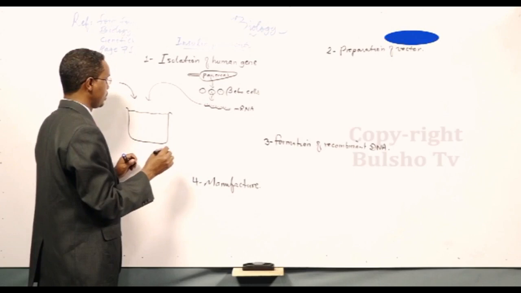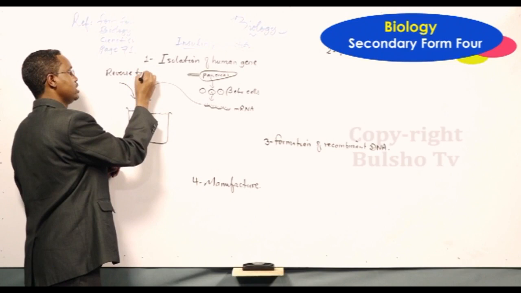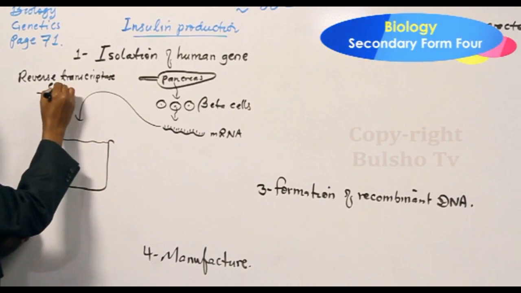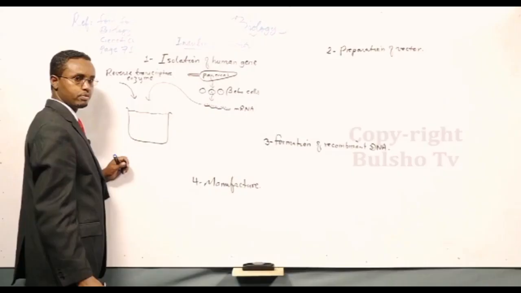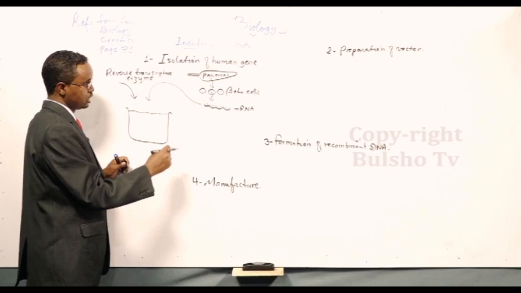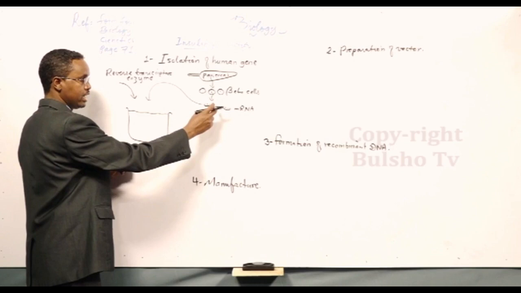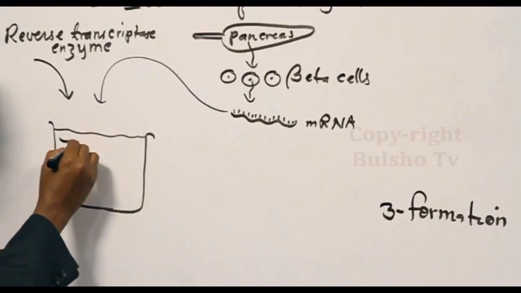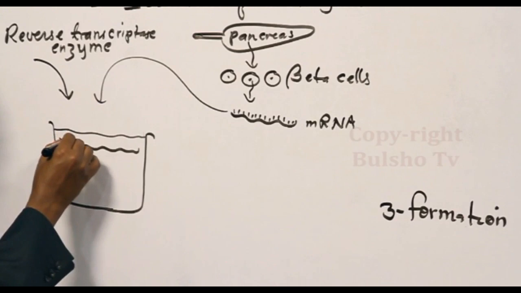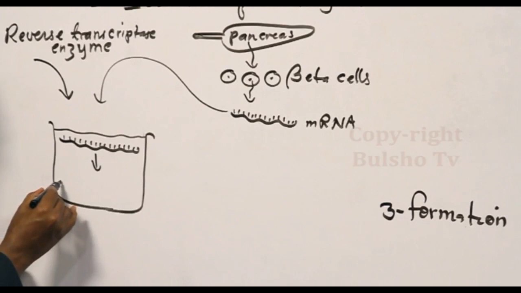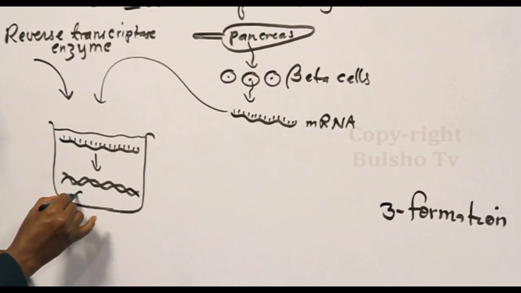Reverse transcriptase enzyme. This is a special enzyme from a virus called a retrovirus. Okay? This enzyme changes this messenger RNA into complementary DNA. Suppose this is a messenger RNA from the human pancreas. It is changed into complementary DNA, cDNA, that is called complementary DNA.